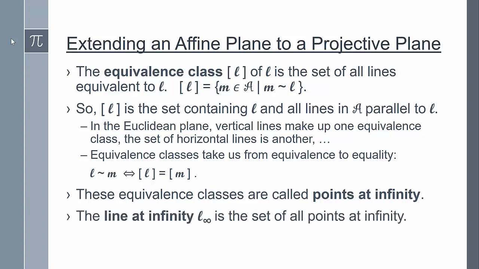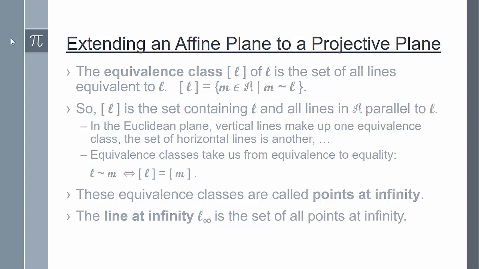So if we take all of these equivalence classes, all of these points at infinity, we can join them together into a set, and we're going to call that the line at infinity, denoted L infinity. This is going to be the set of all points at infinity. It's going to be the set of all equivalence classes of lines in our affine plane. So with these definitions, we can now talk about how to extend an affine plane to a projective plane.